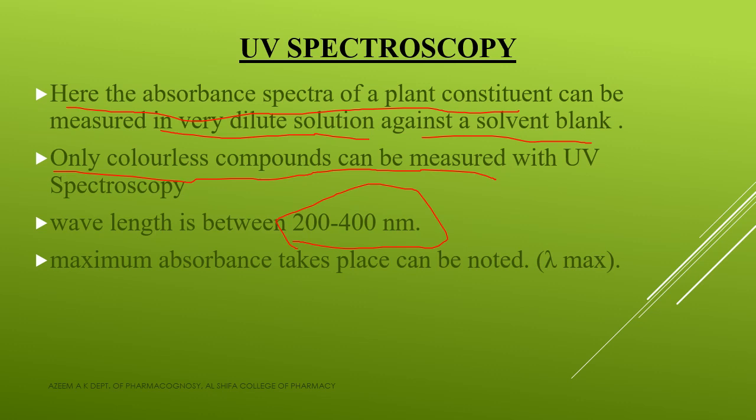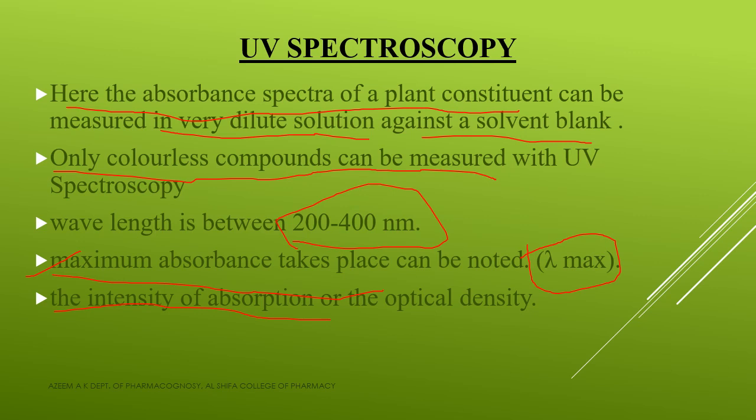With the help of UV spectroscopy, two things can be noted. First one is lambda max, the wavelength at which the maximum absorbance takes place. Second is the intensity of absorption, or the optical density. These are the two things which we are going to study under UV spectroscopy.